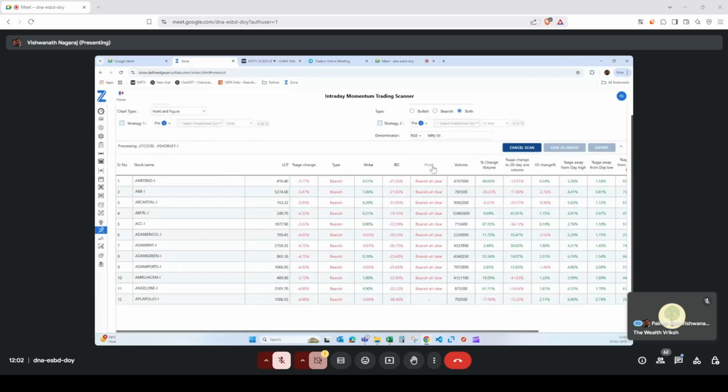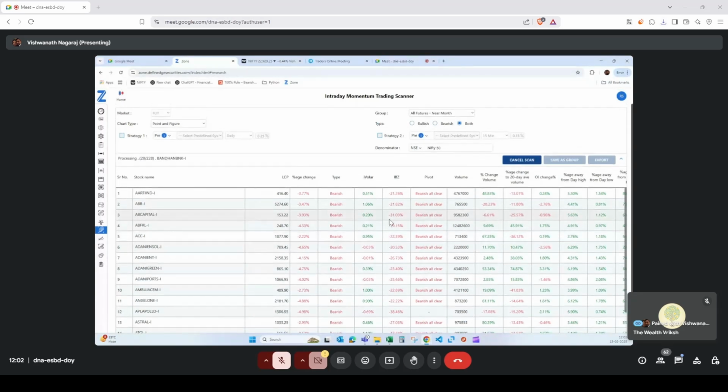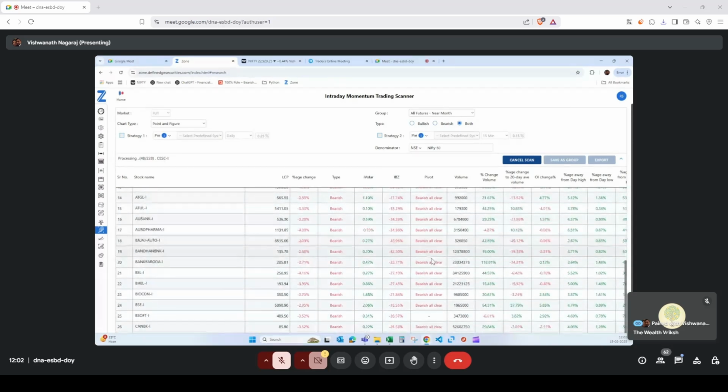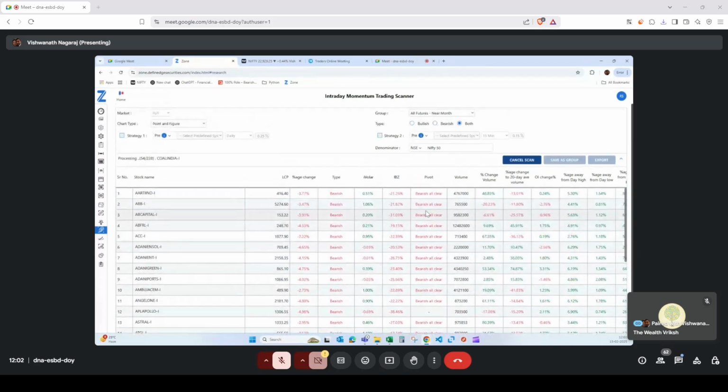Can you see this pivot? Bearish all clear indicates that it is below S and C, below S basically. Somewhere you will see bullish as well. Bullish means it is above R. It is in the free zone. Basically, bearish free zone, bullish free zone.